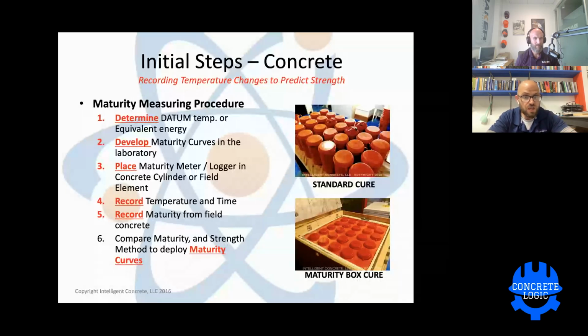Most people cut items 1 and 2, which are the most important items. Either they cut them out totally, they just develop the maturity curves in the field, or they don't even do item number 1 and they just assume the datum temperature is 0 or the equivalent energy is 0. Now, before I go further, do you have any questions to include what is the datum temperature or what is the equivalent energy?